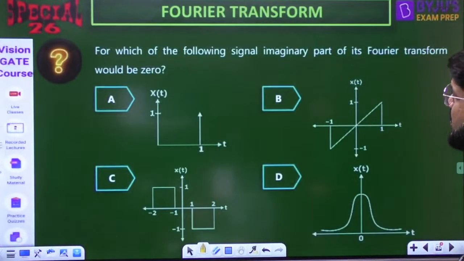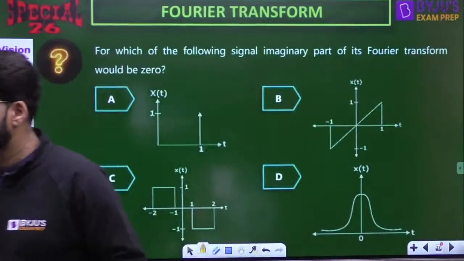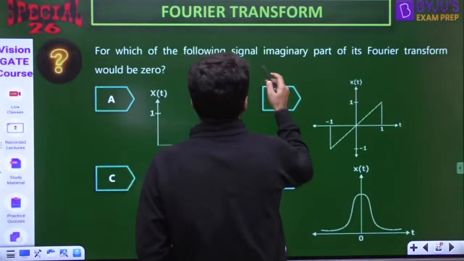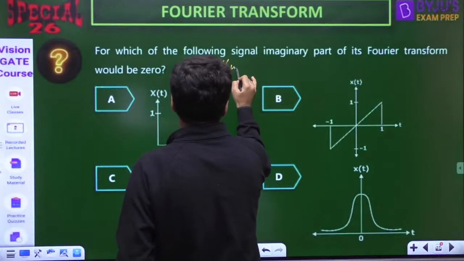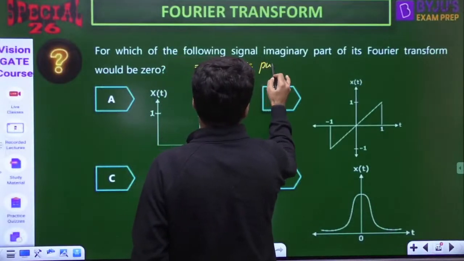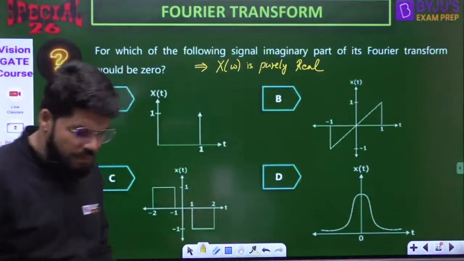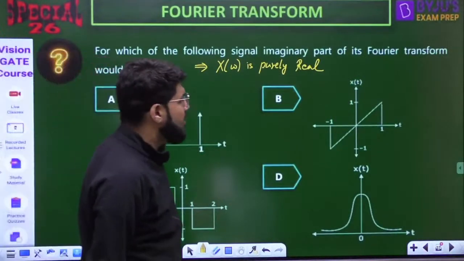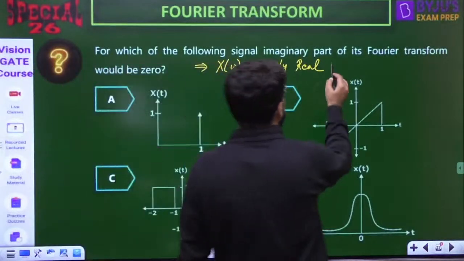Yes? Next question then. For which of the following signals would the imaginary part of the Fourier transform be 0? Imaginary part 0 simply means they want the Fourier transform to be purely real, and that is possible if the signal is real and even.